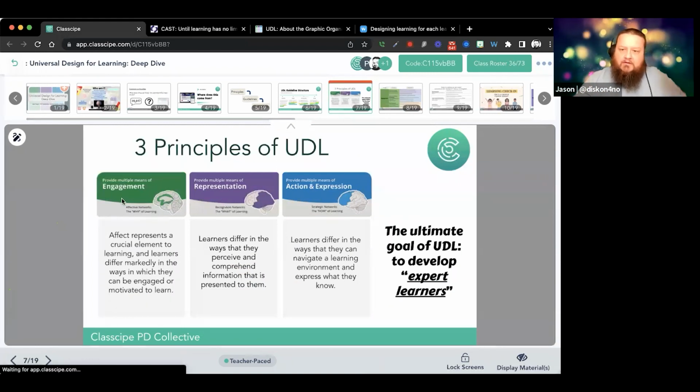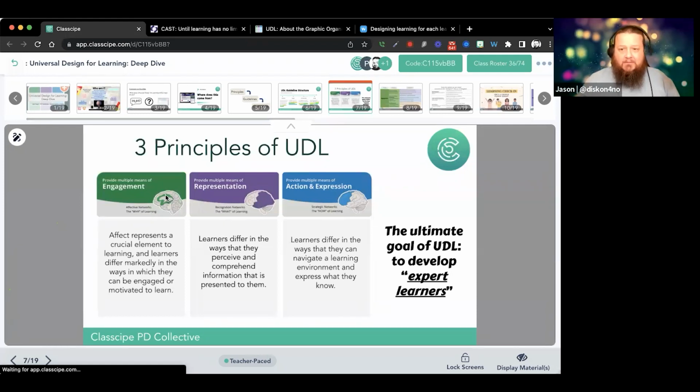So these are the three big principles that I mentioned before, that we start with principles and then we work our way down. The three principles of UDL are this: engagement, representation, and action and expression. And again, this is brain-based research. And as you can see, they've actually gone in and colored the part of the brain that they're trying to access with this particular principle. And you can see here, it's an affective network. The why we're learning this.